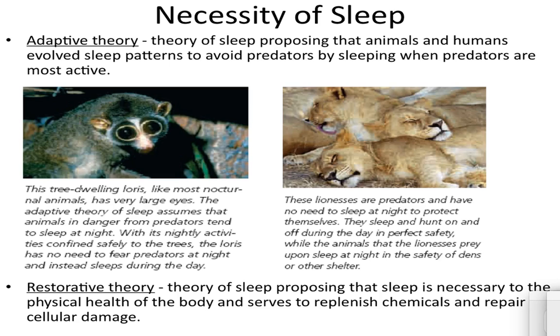You can put them on 3 or 4 on your focus. You need to know restorative theory. There's a question on your test about it. I really like restorative theory, and it's the theory of sleep that proposes that sleep is necessary to the physical health of the body and serves to replenish chemicals and repair cellular damage. So, on your focus, you can cross off 3 and 4 if it talks about hypnosis, which I believe it does. And you can just write in restorative theory because you need to know it.